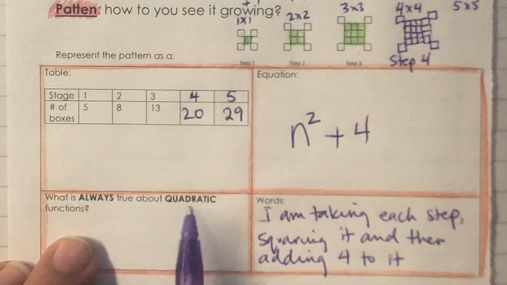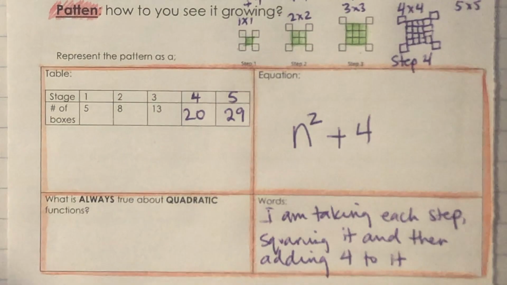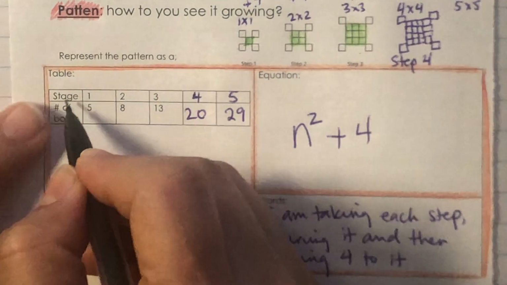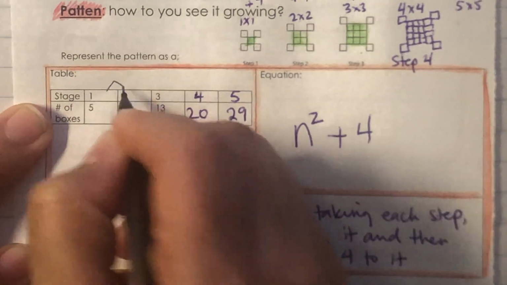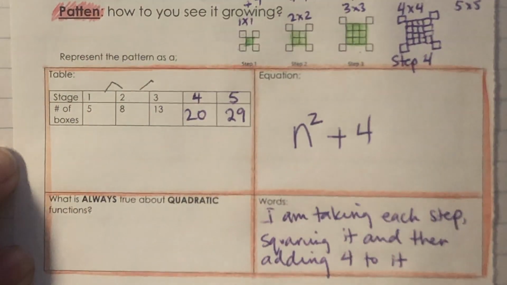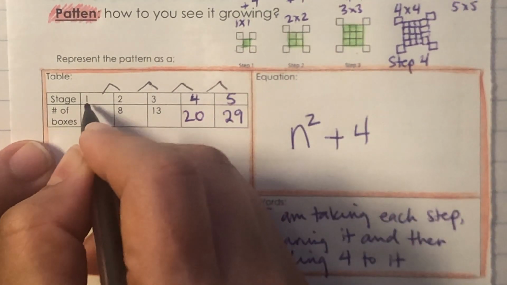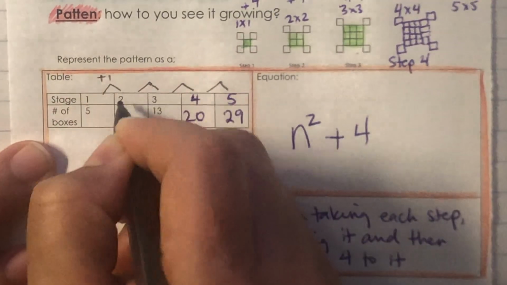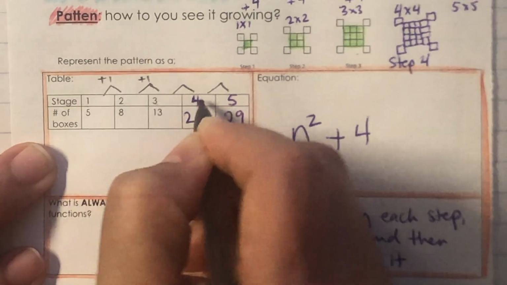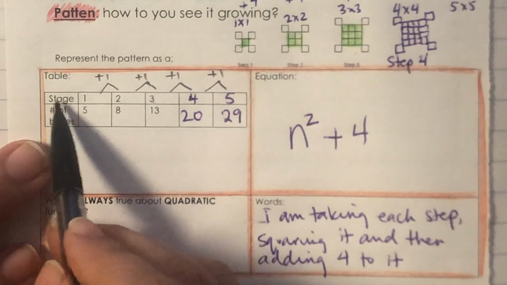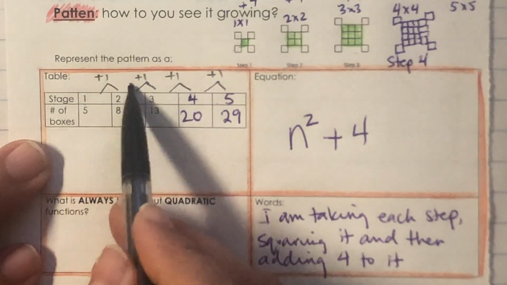So in terms of quadratic functions, what's always true is this. We're going to take a look at this table, okay? From stage to stage, we notice that it is constantly changing by the number 1. So to get from 1 to 2, I add 1. To get from 2 to 3, I add 1. To get from 3 to 4, I add 1. To get from 4 to 5, you add 1. Okay, so I notice that my stages are changing by adding 1.